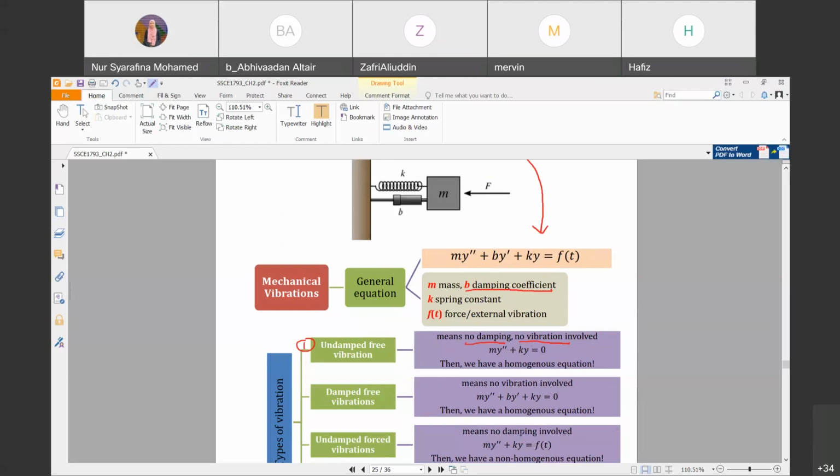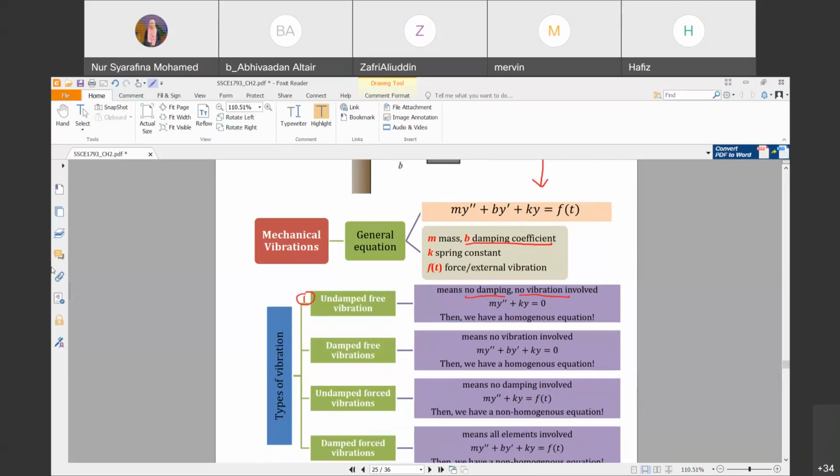The second type is damped free vibration. We have damping, but we have no vibration force. So we have damping, so we have B, but no force, and that's why the right hand side is 0. Then the next one, undamped forced vibration. No damping, but involved with vibration, with force. So that's why we have the non-homogeneous equation my'' + ky = f(t).